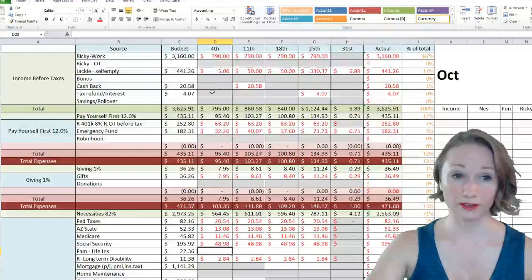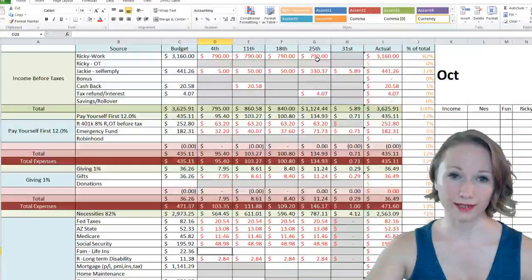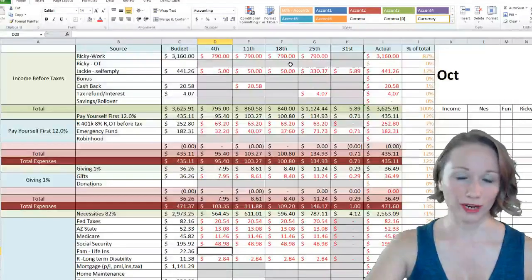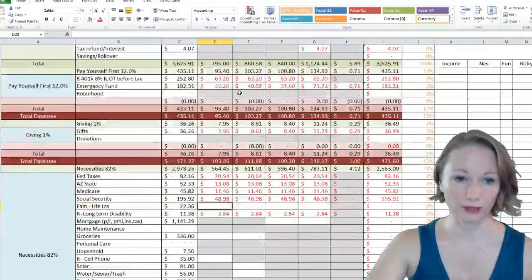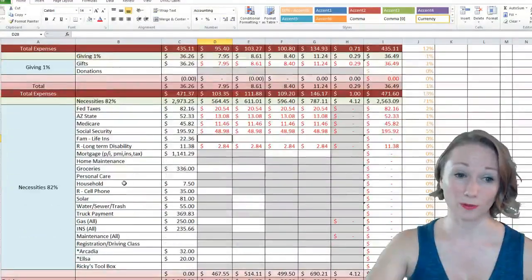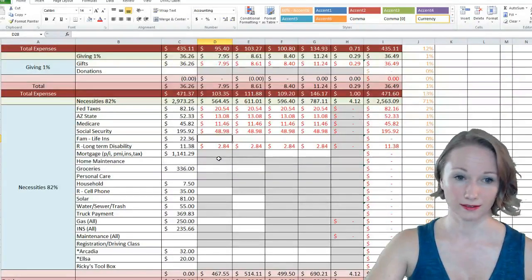So this number over here, this is our income before taxes. We like to calculate it before taxes because as you see, as I project out ahead of time, my husband's income can fluctuate and my income can fluctuate, so it's kind of hard to tell what the after-tax take-home pay would be without me calculating the taxes anyway. So I just put it all in here, and then I actually count our taxes as part of our necessities percentage because it's a bill we have to pay, right?